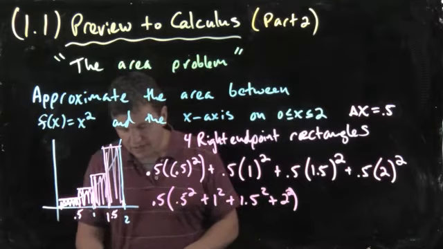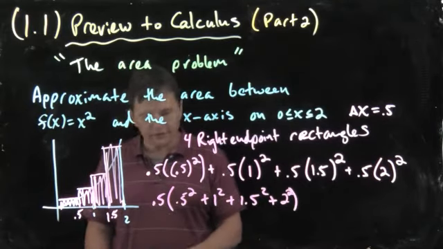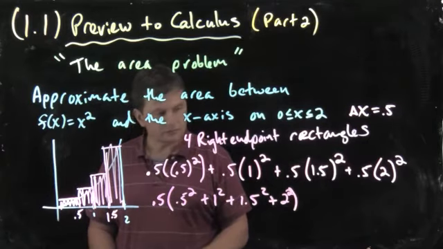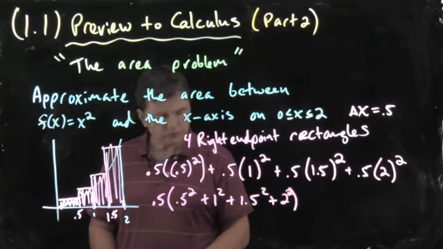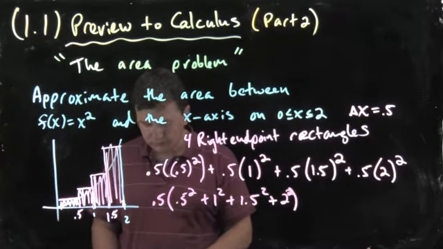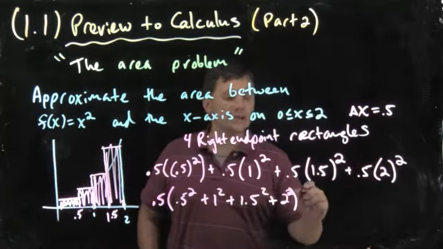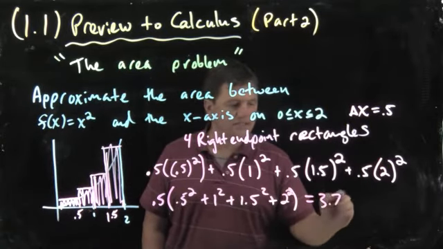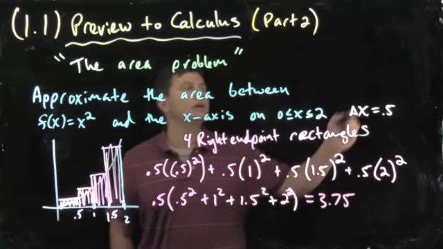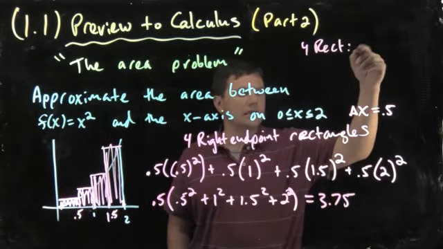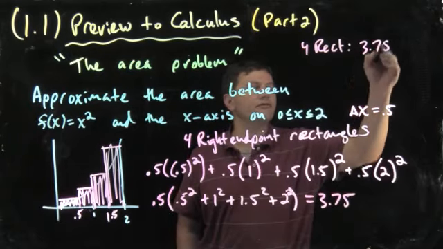Now I'm just going to calculate this in my calculator real quick. So 0.5. You can follow along if you want. I know it's kind of boring to watch me push buttons. And what we get is 3.75. So that's our approximation. So for rectangle approximation, it is going to be 3.75.